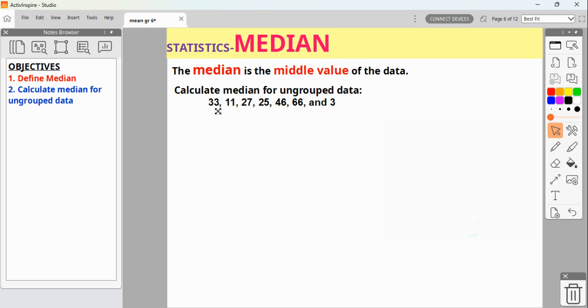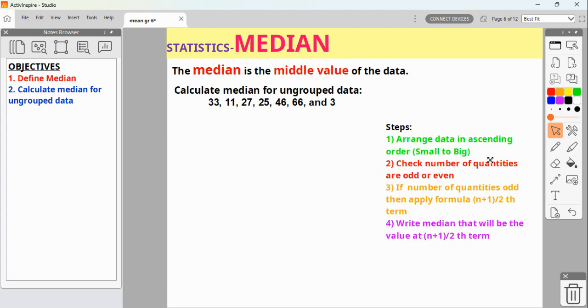We have given here ungrouped data for calculating median: 33, 11, 27, 25, 46, 66, and 3. So what we have to do? We have to remember all the steps how to calculate median of the given data.